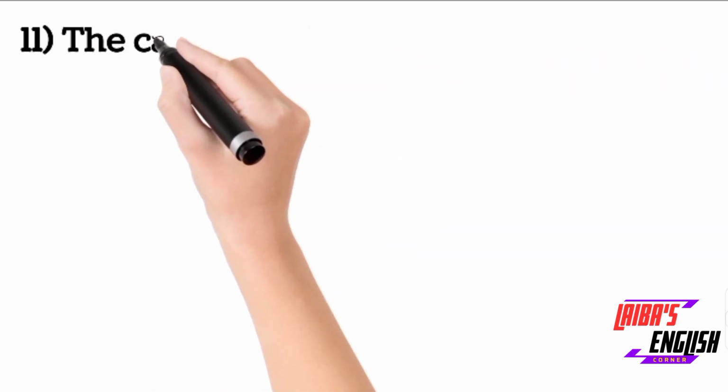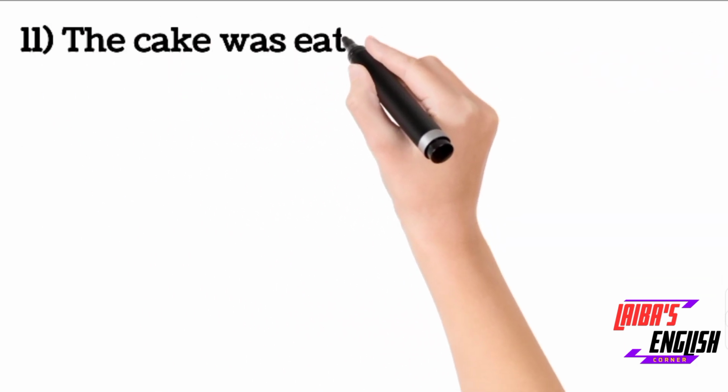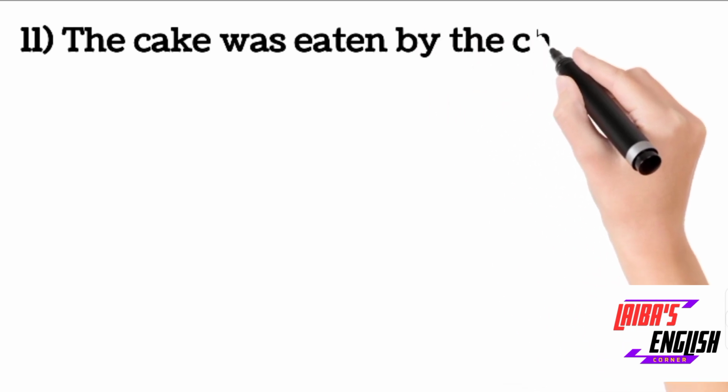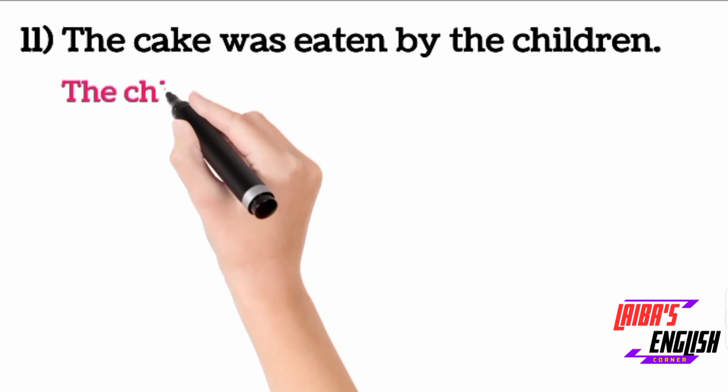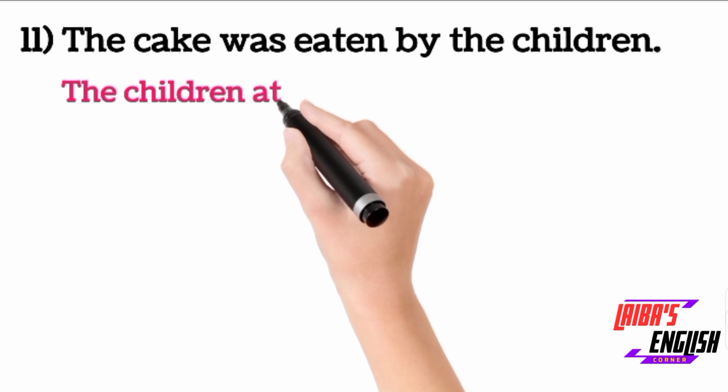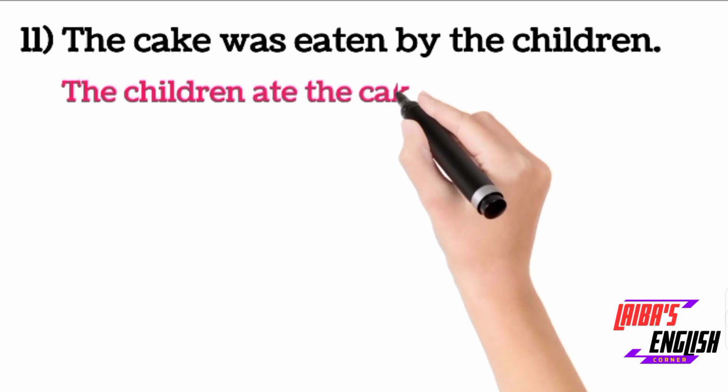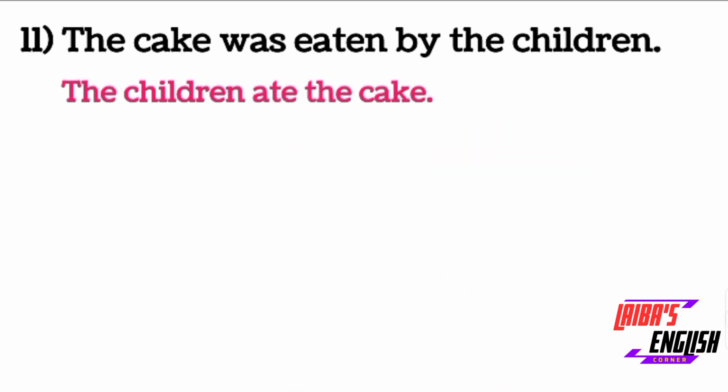Eleventh example is, the cake was eaten by the children. Here it is also the past tense, so we have to remove the helping verb was, we have to remove by. The children will come in the place of subject. So the sentence will be, the children ate the cake.